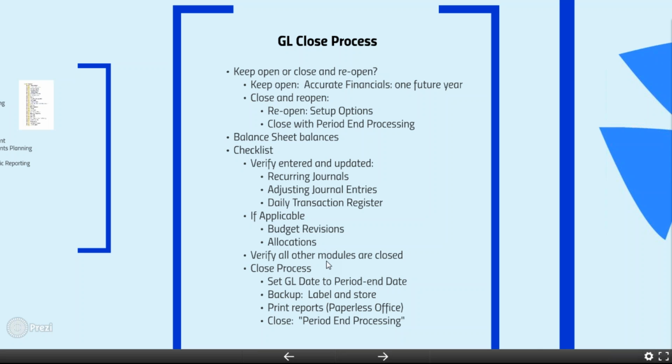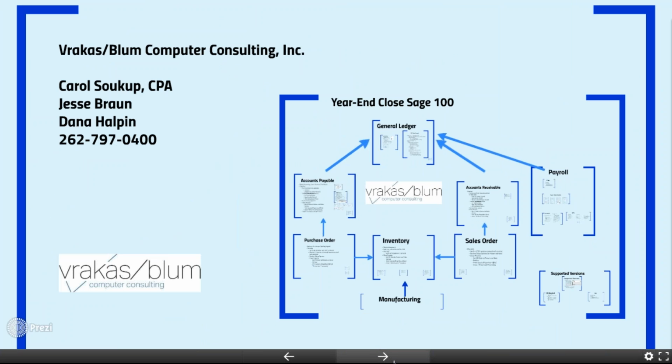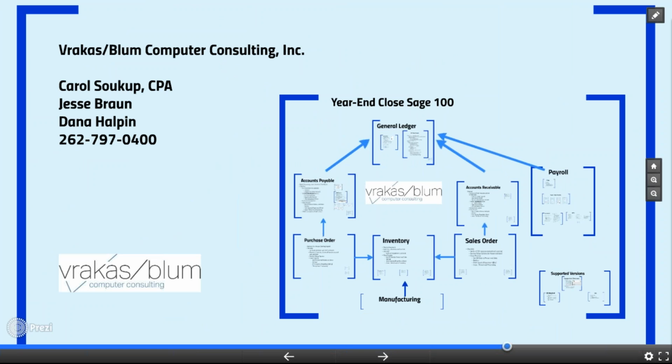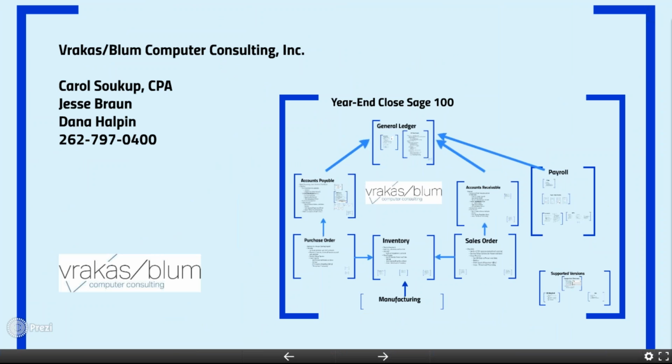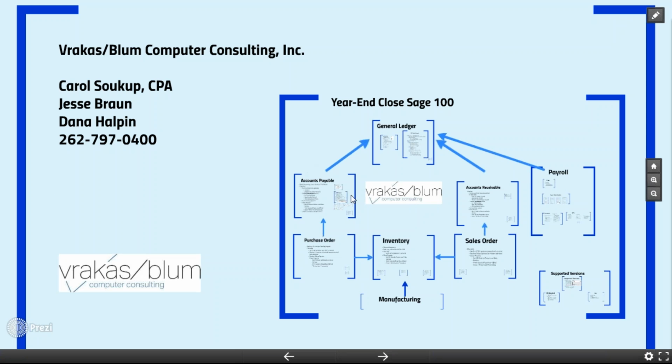So then verify that all the other modules are closed before you close the general ledger and go through your close process. Set your date, back up, print your reports, and close using period end processing. And that is the process of going through your period end processing. I am going to turn it over to Dana now to take a deeper dive into the payroll options, or into payroll closing.